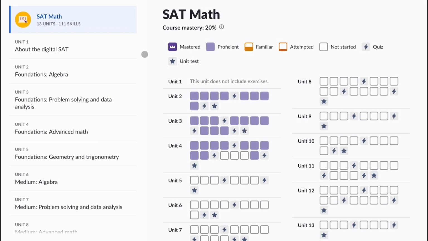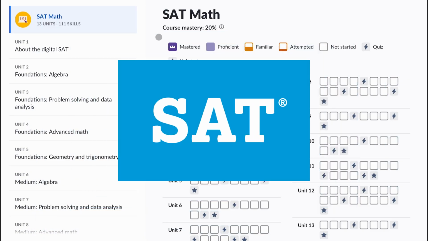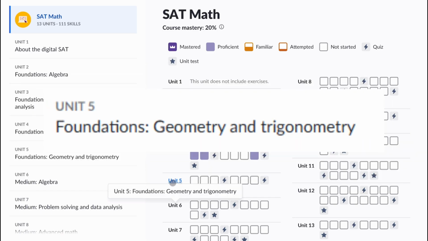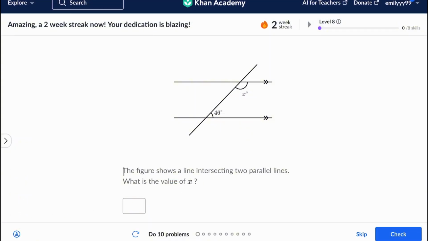In this video, I'll be doing Khan Academy's SAT Math Practice Unit 5 test of Foundations, Geometry, and Trigonometry. So let's get started. The figure shows a line intersecting two parallel lines. What is the value of x?